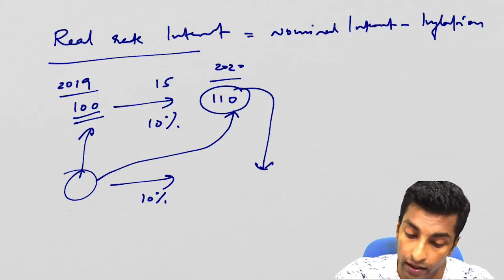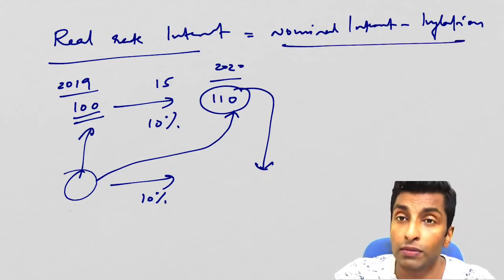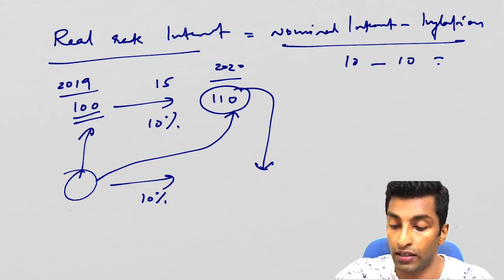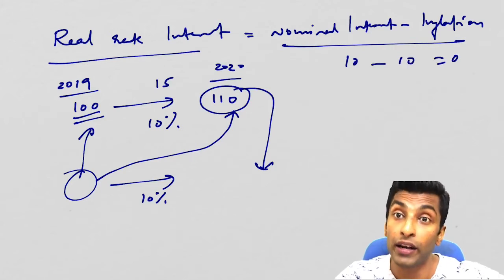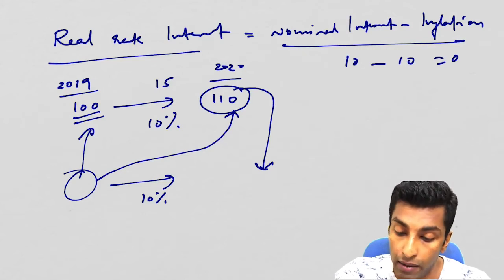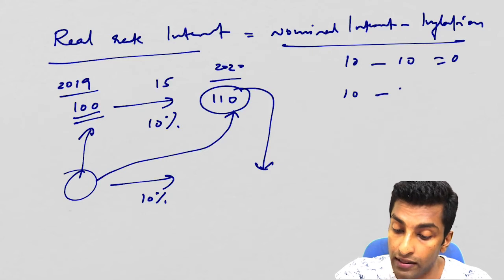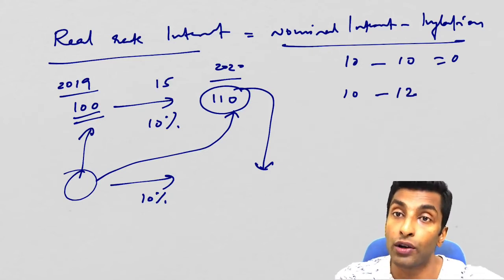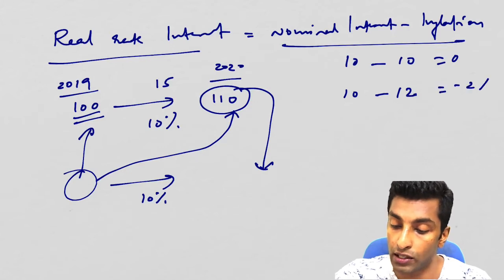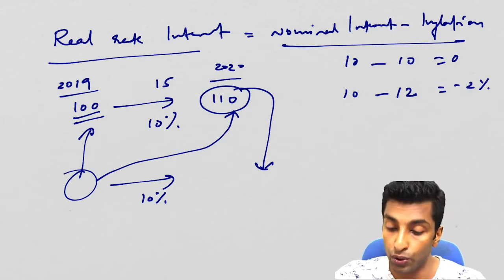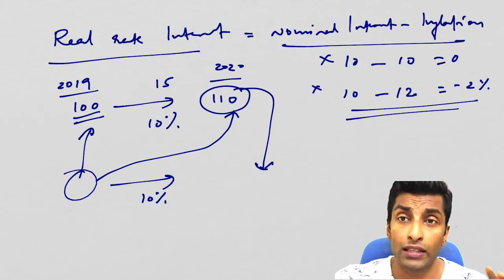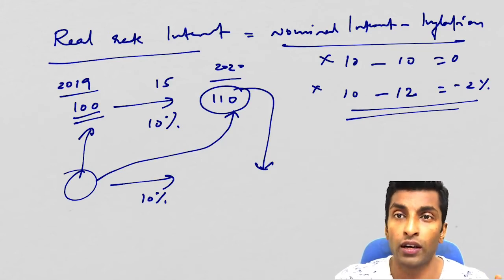So see here, nominal interest minus inflation. What is the nominal interest here? 10. What is the inflation here? 10. So what is the effective interest? 0. There can be negative also sometimes. Nominal interest is 10 and inflation is, let's say, 12. If 12% is inflation, it means you are at a loss. You are lending and you are at a loss. Minus 2% loss actually will come. So this situation is not desirable. This is what you call a real rate of interest that is not good.